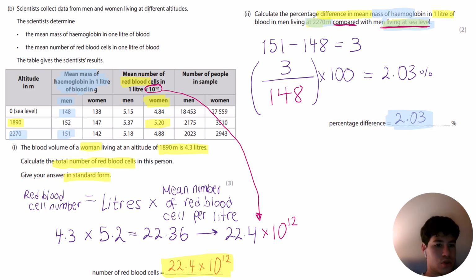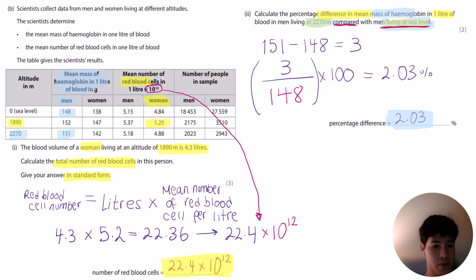Okay, so the blood volume of a woman living at an altitude of 1,890 meters is 4.3 liters. Calculate the total number of red blood cells in this person. Give your answer in standard form. Notice the mean number of red blood cells in 1 liter is times 10 to the power of 12. This is standard form. Okay, so red blood cell number is going to be liters times the mean number of red blood cells per liter.